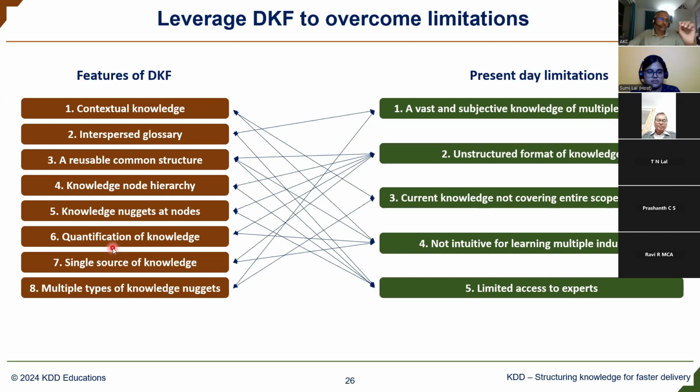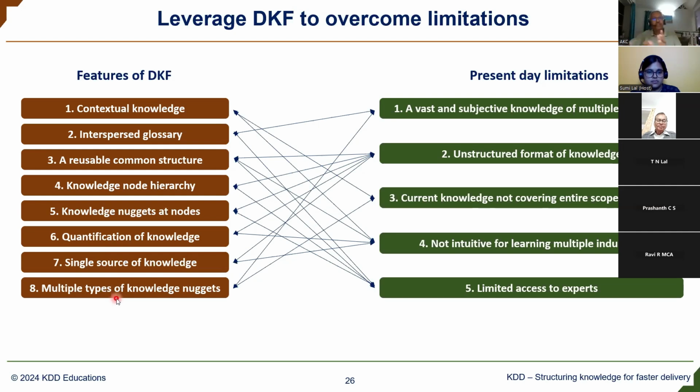I would say this is one of the most powerful aspects of DKF, the quantification at each level, level 1, level 2, level 3, and all that. Single source of knowledge, right? I already talked about it. Once you make it atomic, that becomes a piece of knowledge which you reuse throughout, right? And multiple types of knowledge nugget.